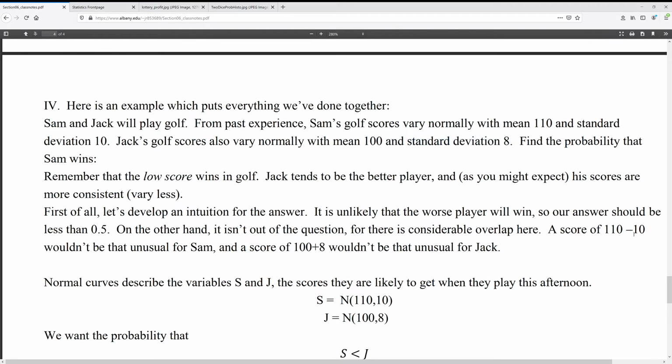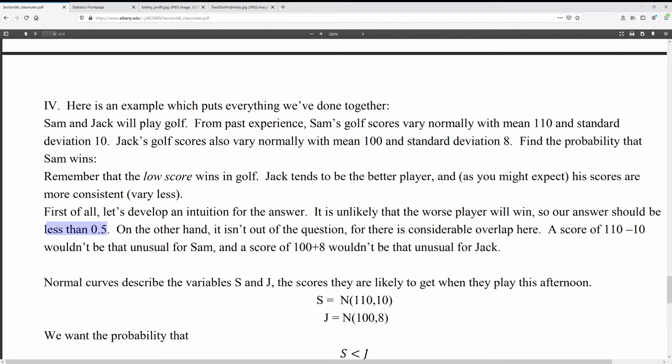A score of 110 minus 10 is not that unusual for Sam. It's just a typical bad day, a typical good day. And a score of 100 plus 8 wouldn't be that unusual for Jack. It would be a somewhat typical bad day. So with room to spare, 100 is less than 108, and Sam could win. So in other words, it's going to be less than a half, but it's not going to be cosmically less than a half. It's not going to be 1/10,000th. It's going to be within the realm of possibility.